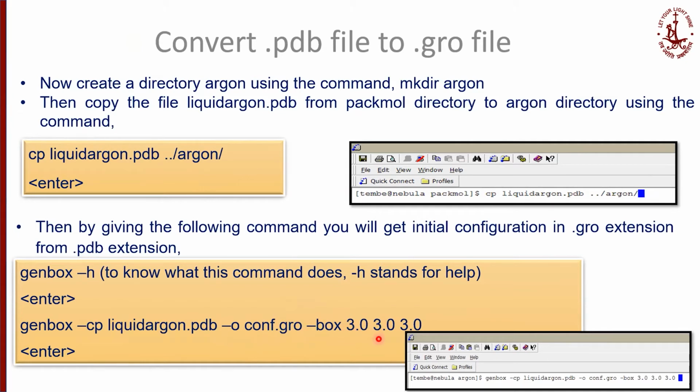-box 3.0 3.0 3.0 means it will create a cubical box of 3 nanometer box length, because the box length we wrote in PACKMOL was 30 angstrom. Here you have to do everything in nanometer, so the box length is taken as 3.0, 3.0, 3.0. Then if you type enter, you will get your file in .gro format.